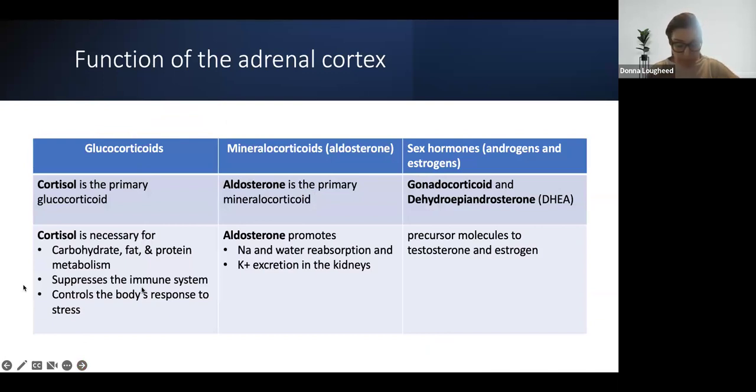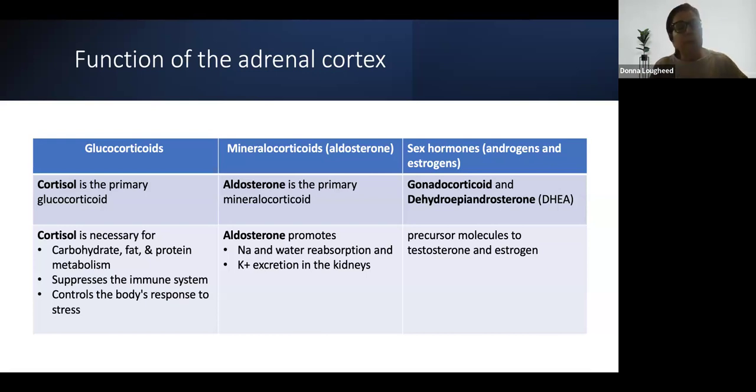Under the control of the anterior pituitary gland, the adrenal cortex secretes glucocorticoids, which is cortisol, mineralocorticoids, which is aldosterone, that's the primary one, and sex hormones, the androgens and the estrogens. We focus primarily on the glucocorticoids and the mineralocorticoids in this lecture because they have the biggest impact on the body. I do mention sex hormones, but very little. So let's go over some of these functions.